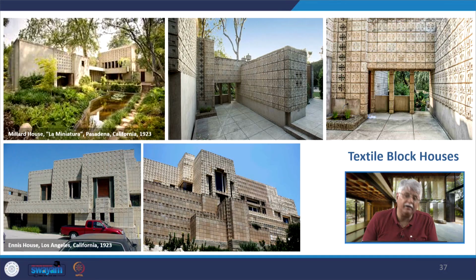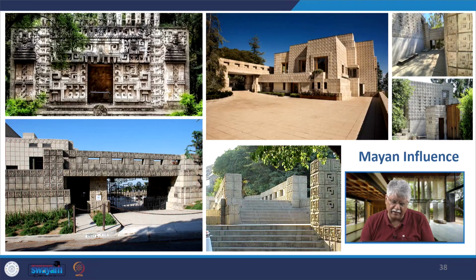This is the Millard house in Pasadena, and this is the Enos house in Los Angeles. Both of them were for very affluent and rich clients, and both of them have this Mayan influence dominating them.